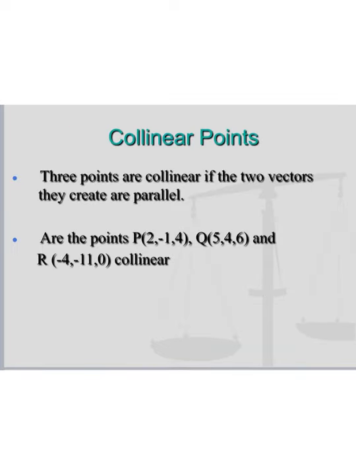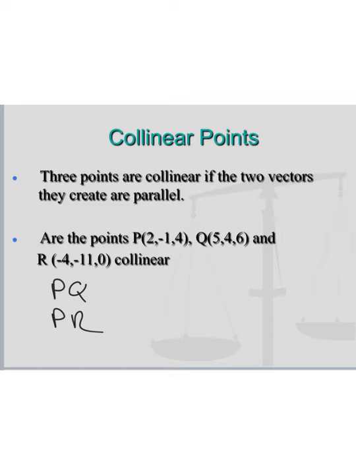A new concept we now have is the idea of collinear points. So 3 points are collinear if the two vectors they create are parallel. We're going to explore this concept with the 3 points 2, negative 1, 4, 5, 4, 6, and then negative 4, negative 11, and 0. The first thing we want to do is we want to find two vectors. So I'm going to find the vectors PQ and PR.